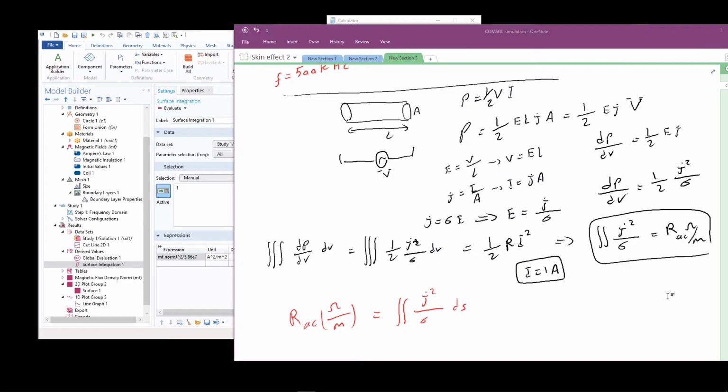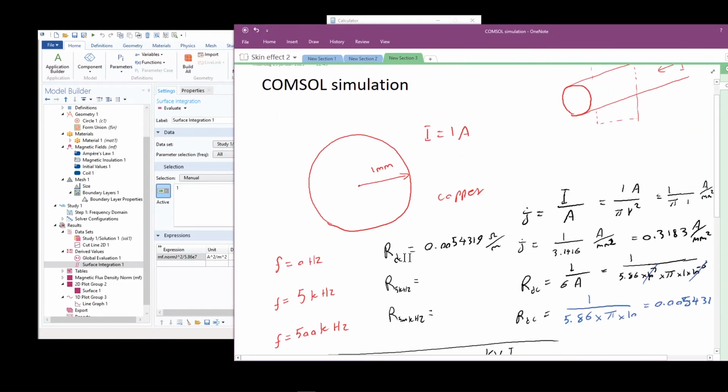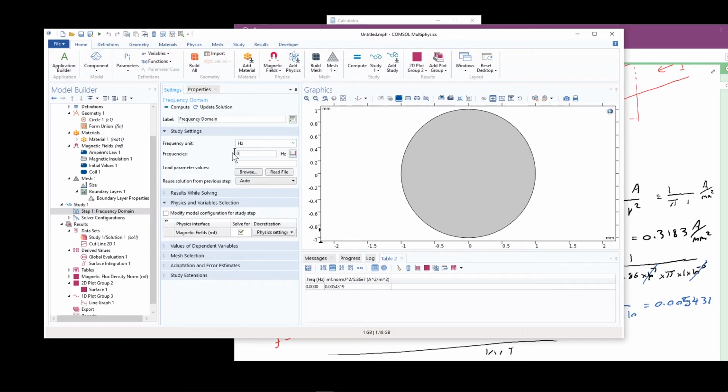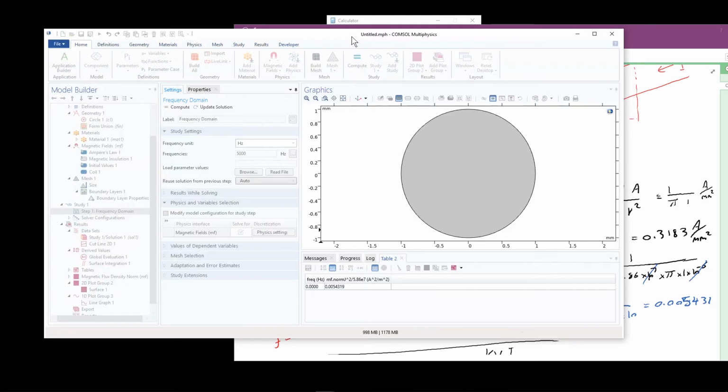All right, so we are done now with the DC frequency, 0 hertz. Now I'm going to change the frequency to 5 kilohertz. Okay, so the frequency is now 5 kilohertz, and we run the simulation.